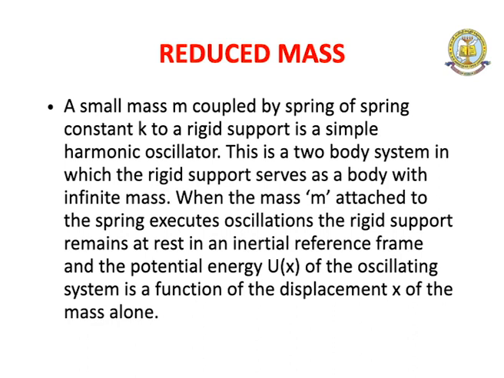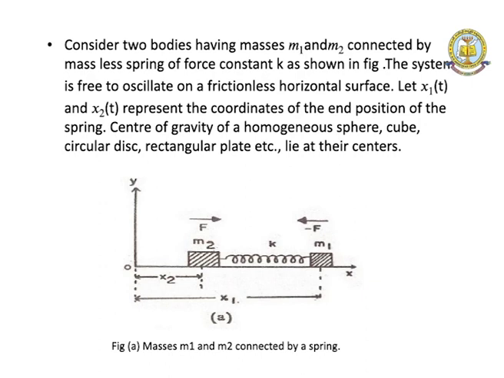Next is reduced mass. Reduced mass means a small mass m coupled by a spring of spring constant k to a rigid support. It is a simple harmonic oscillation. This is a two body system in which the rigid support serves as a body with infinite mass. When the mass m attached to the spring oscillates, the rigid support remains at rest in an inertial reference frame, and the potential energy U of x of the oscillating system is a function of the displacement x of the mass alone. Now let us consider two bodies of masses m1 and m2.